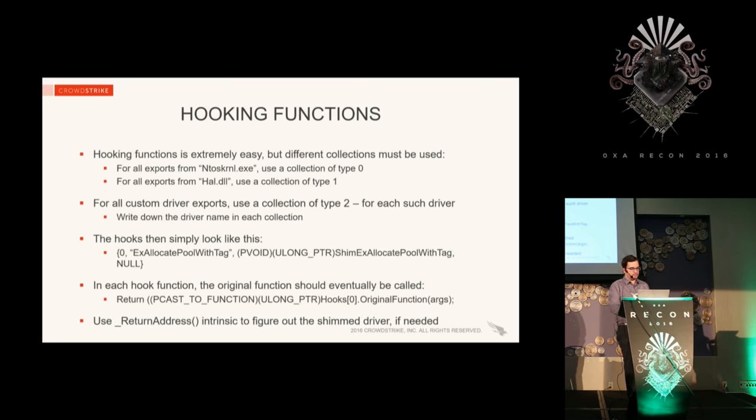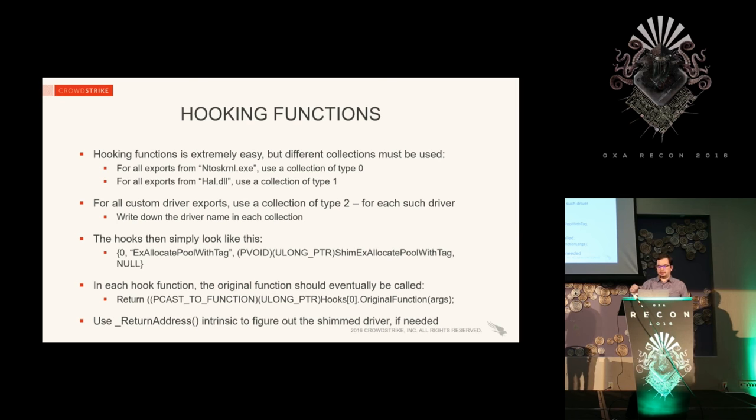So how do you hook a function? Well, again, fairly easy. You look at what exports the thing. If the export is NTOS kernel, you create a collection of type 0. If the export is hal.dll, you create a collection of type 1. And if this is a custom driver, you create a collection of type 2, and you put down your driver name. So I have a very simple example here. If you're trying to hook ExAllocatePoolWithTag, you say 0, because ExAllocatePoolWithTag is in the NTOS kernel. You put in the name, ExAllocatePoolWithTag, and then you give it a pointer to your hook of ExAllocatePoolWithTag. And then null, that's where you're going to receive the original ExAllocatePoolWithTag.